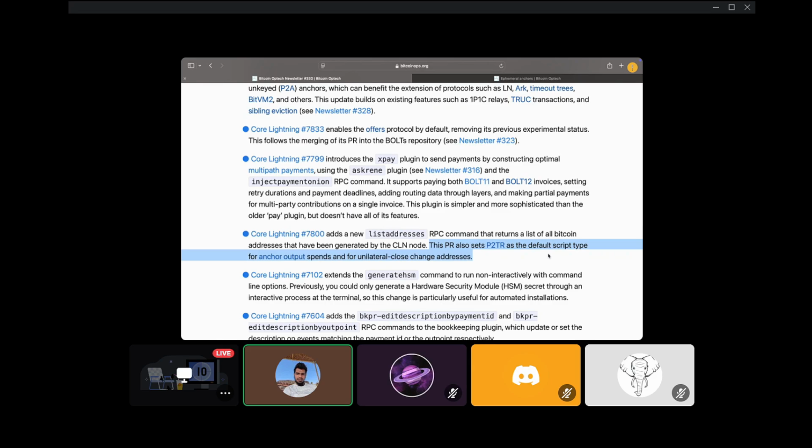This PR also sets P2TR as the default script type for anchor output spends and for unilateral close change addresses, right? We've discussed in detail what anchor outputs are. They're also a mechanism of mitigating pinning attacks in case of unilateral closes, all right? So P2TR is now the default script type for anchor output spends and for unilateral close change addresses in Core Lightning.